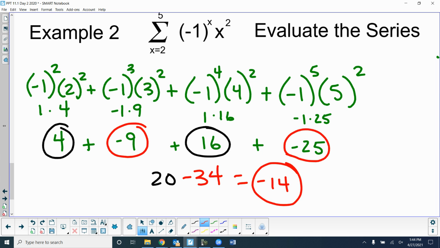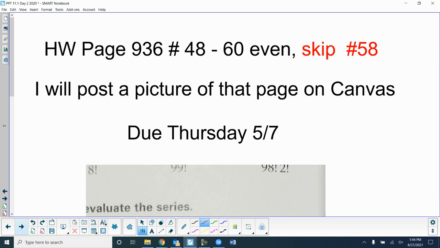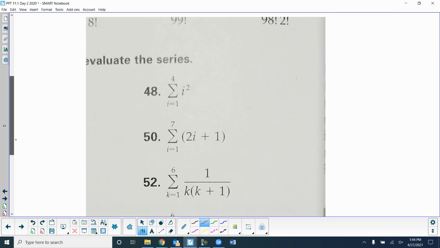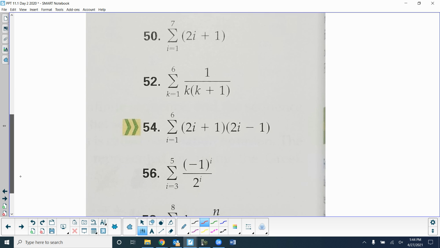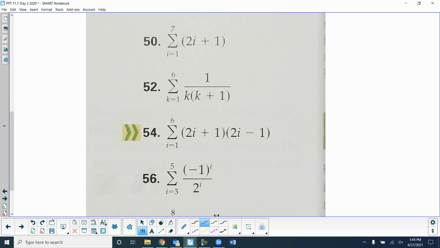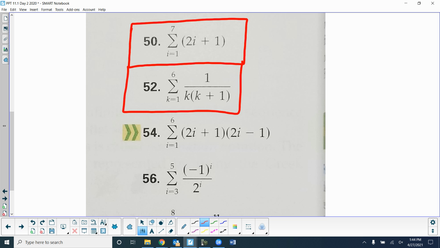Okay. I want you to do 2 problems for me, and then we'll call it a day. This is what I used last year when we were quarantined. Let's do these two, 50 and 52. Yeah, that's a 1 and a 7. This is a 1 and a 6.